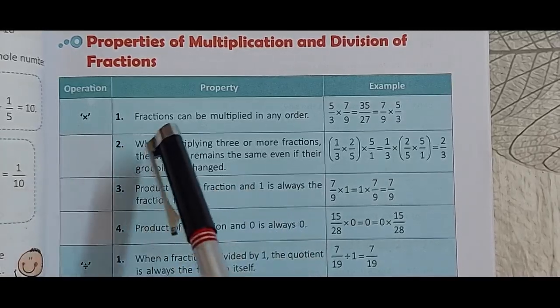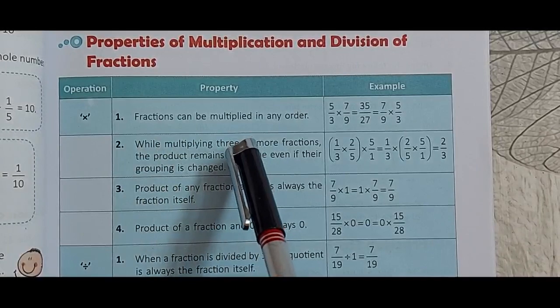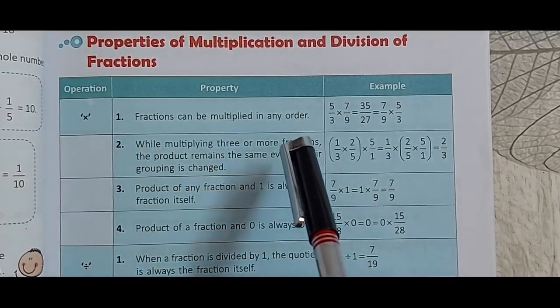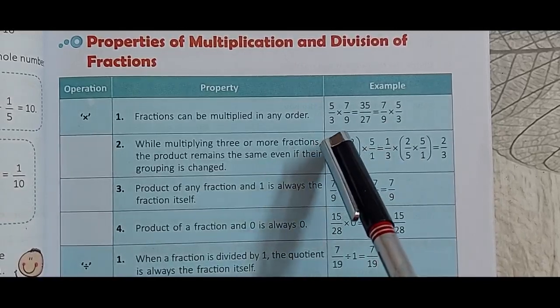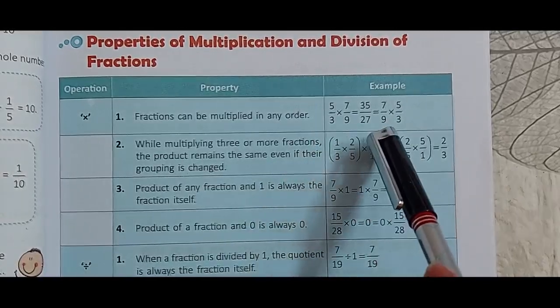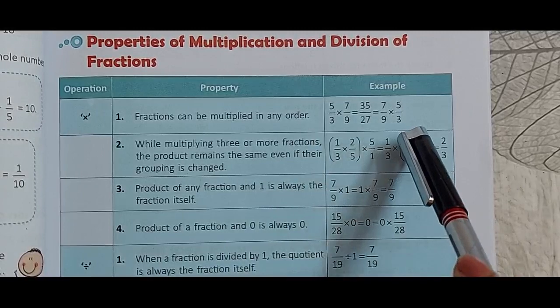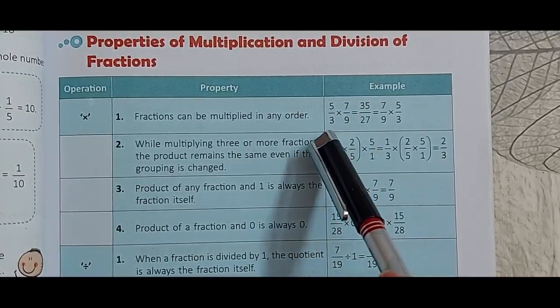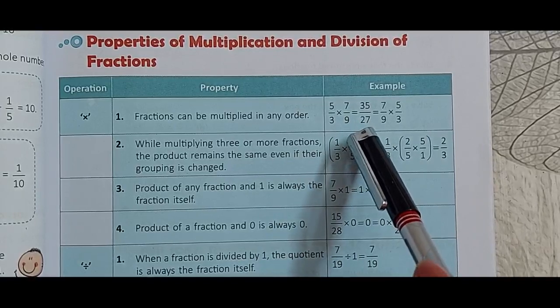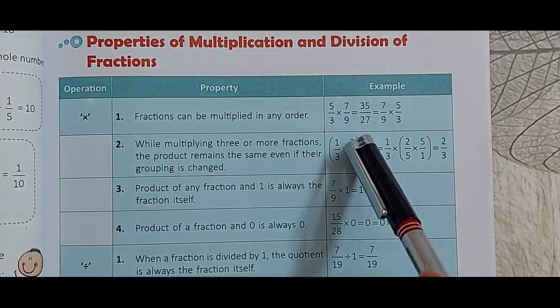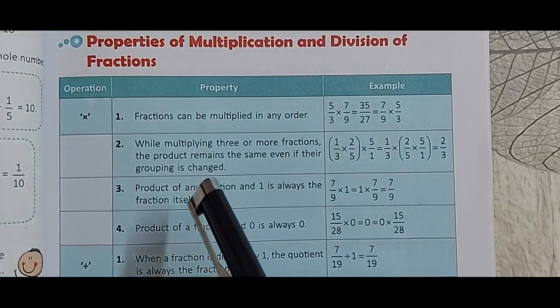The first point is fractions can be multiplied in any order. So here is the example that is given to you. 5 by 3 into 7 by 9 equal to 7 by 9 into 5 by 3. Means just the order has been changed, but the answer is remaining same. That is 35 by 27. Moving on to the next property.